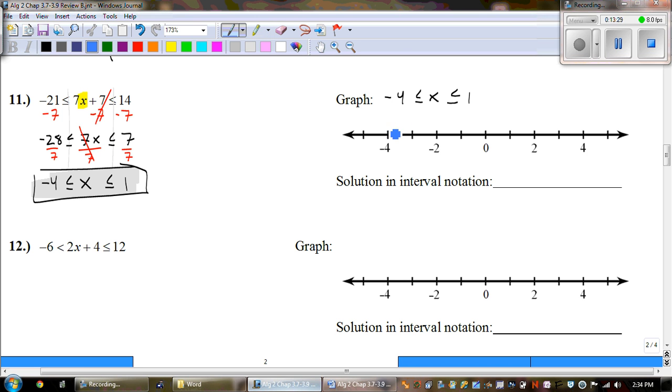Okay, so at -4, I'm closed. And at 1, I'm closed. And with these types of graphs, we always shade the middle. Okay, so for interval notation, close bracket at -4, and then a close bracket at 1.